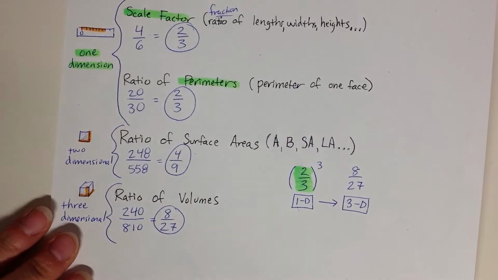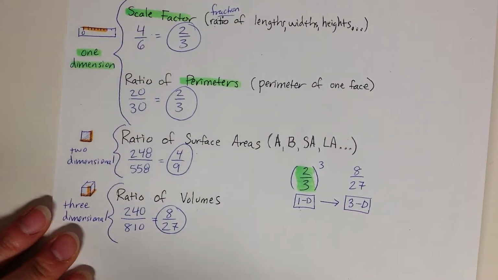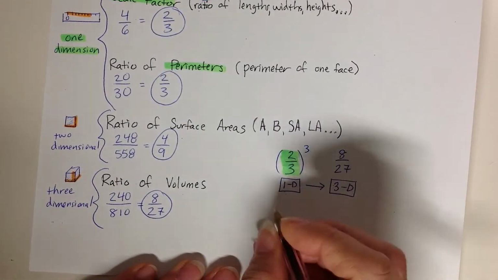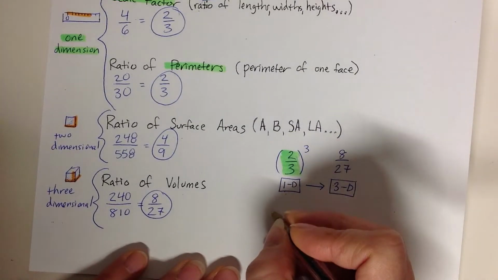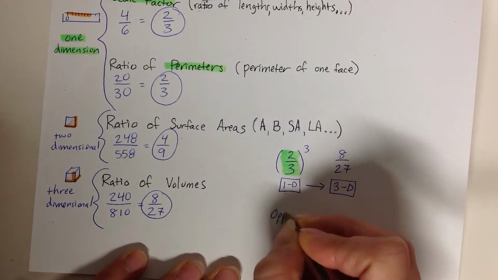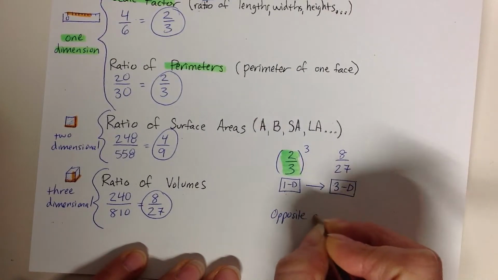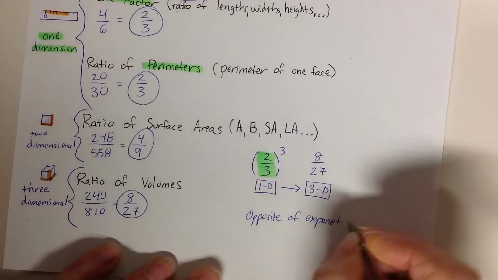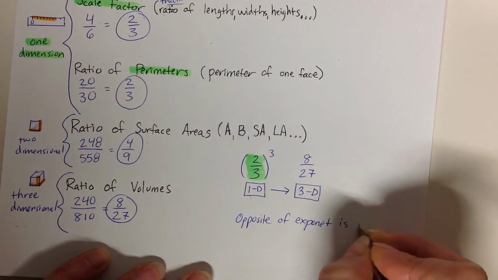Sometimes you're going to have to go backwards. So then you have to just think, what's the opposite of an exponent? Okay, it's going to be a root. So the inverse operation of an exponent is a root. I should just say opposite of exponent is a root.